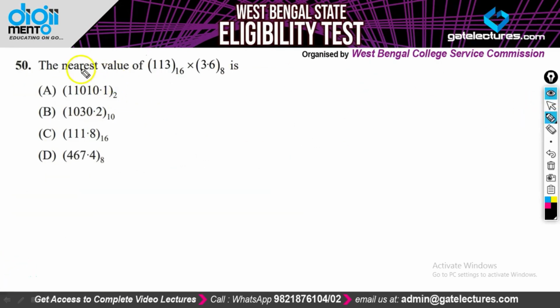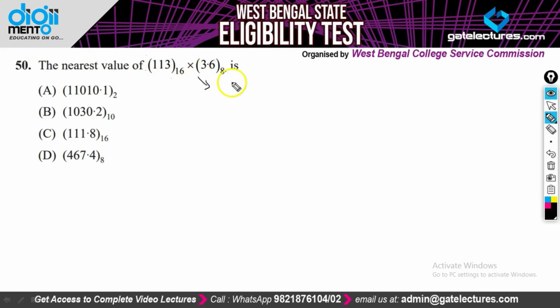So here we have a beautiful question which says: the nearest value of 113 base 16 into 3.6 base 8 is, and we have given a few options in different bases. I'll tell you the trick for how we can find it very easily, and also the standard way to solve these kinds of questions. These two have different bases, so we cannot multiply them directly. So what is the best way? Convert into base 10.